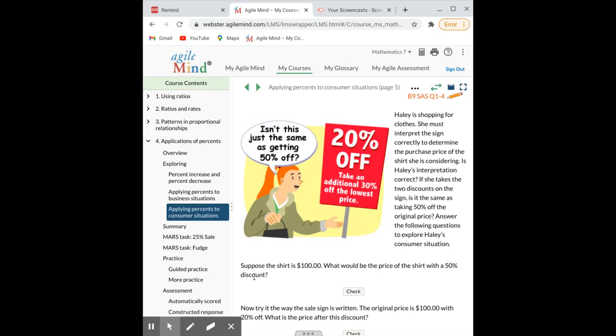All right, so today we are in topic 4, applications of percents. We are in block 9, and our objective today is to find a percent of increase and decrease, and apply knowledge of percents to consumer situations such as discounts and sales tax situations.